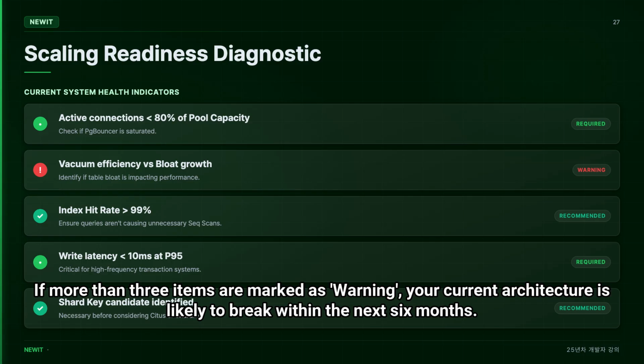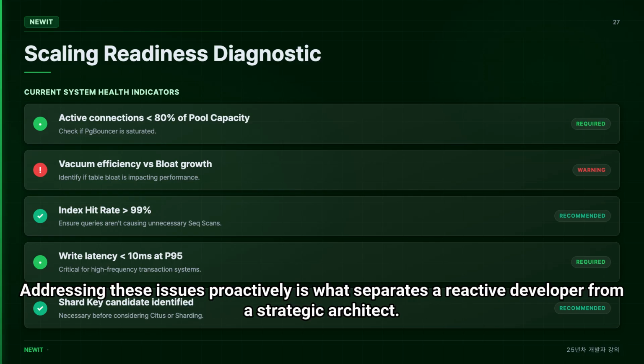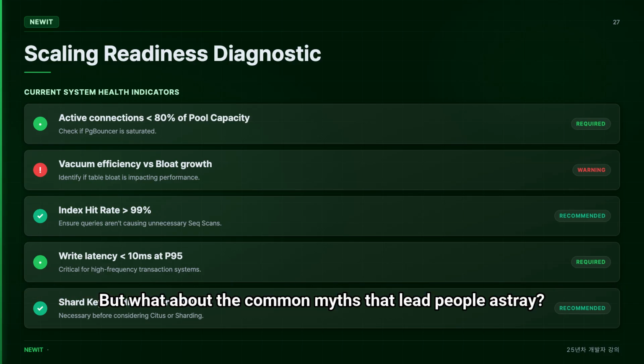If more than 3 items are marked as warning, your current architecture is likely to break within the next 6 months. Addressing these issues proactively is what separates a reactive developer from a strategic architect. But what about the common myths that lead people astray? Let's clear those up in our final rapid-fire FAQ session.